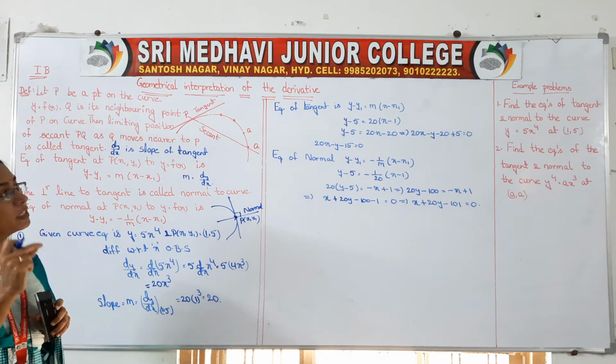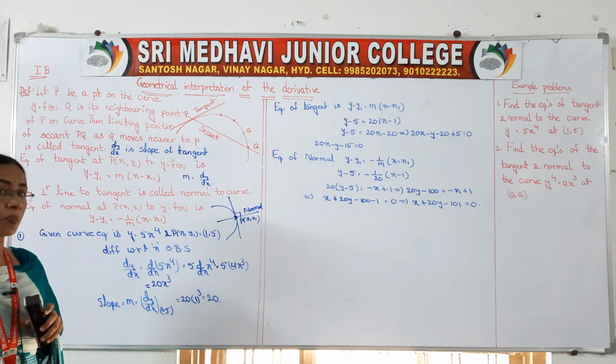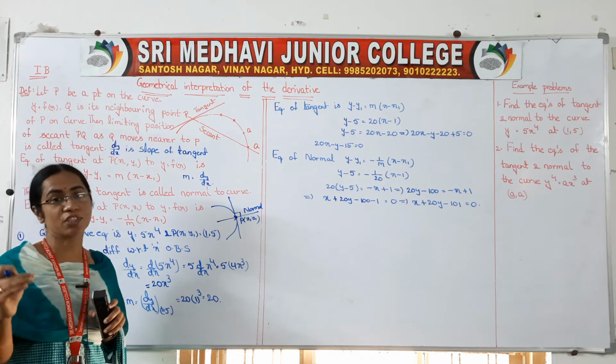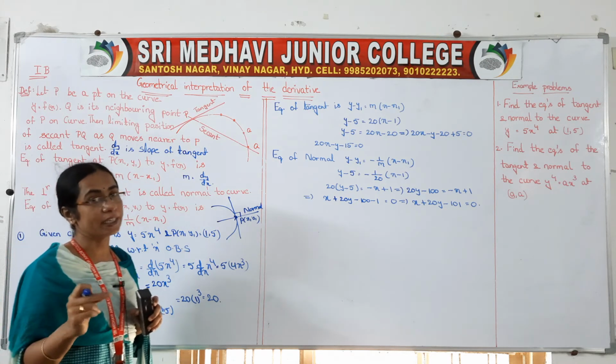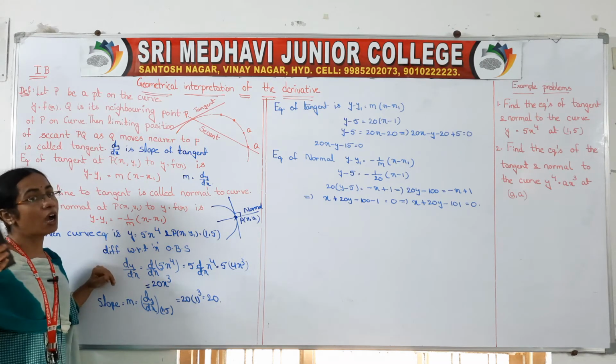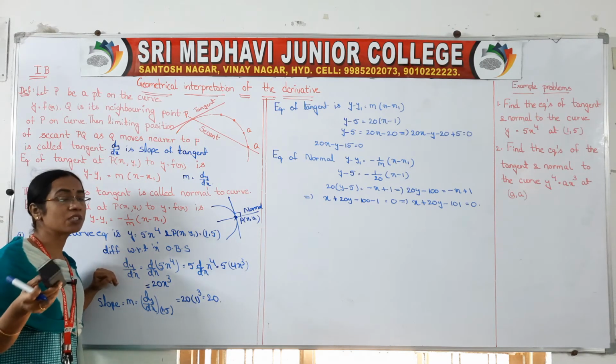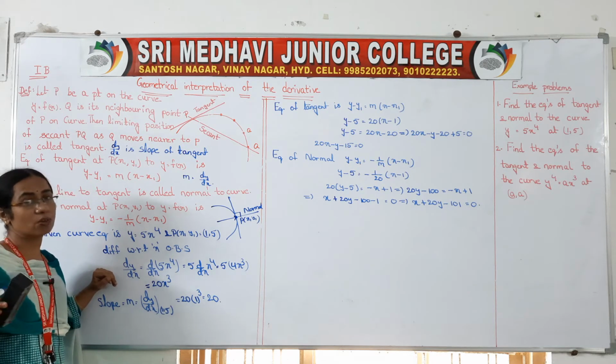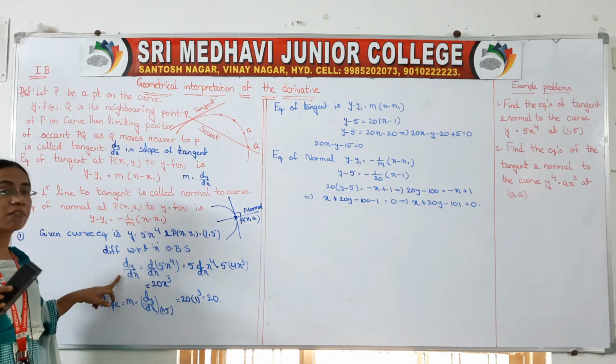Here m is dy by dx at that point. m is nothing but the slope of the curve at that point. That's why we have to find the m value. How will we get the m value? m is equal to dy by dx of the curve at that point. So we need dy by dx.